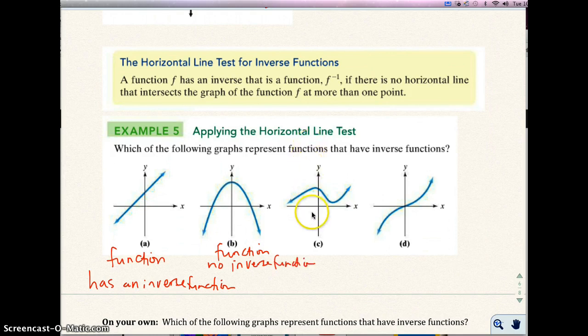This passes the vertical line test. It touches 1 point when I run a vertical line, but it fails the horizontal line test because if I run a horizontal line right here, it touches more than 1 point. So this is a function, but it has no inverse function.